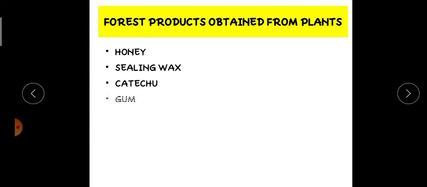Next forest product is gum. Gum is a very common forest product which you can find from different types of forest plants. Many big forest plants are there which can produce gum.